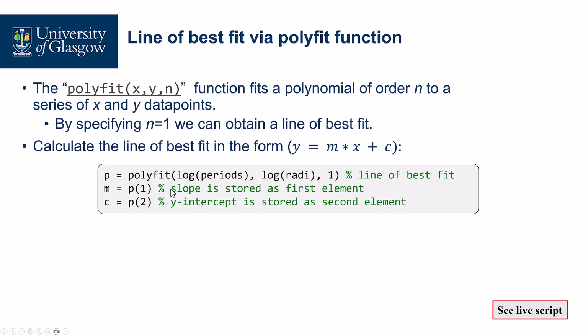So p has 2 elements. The first element is the slope. The second element is the intercept. This is p1, this is p2, right? So you can see here.